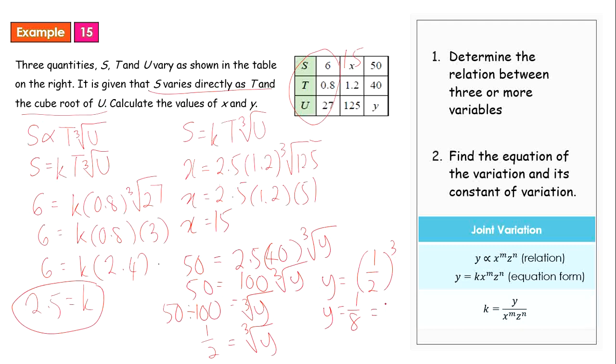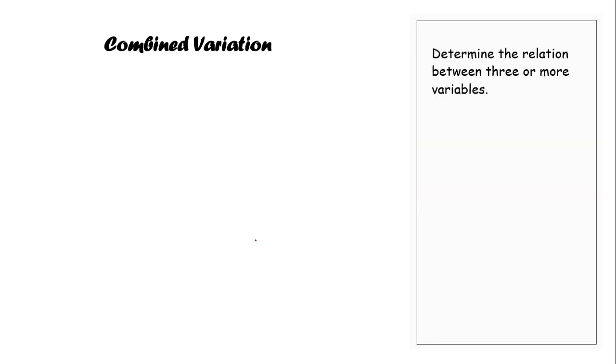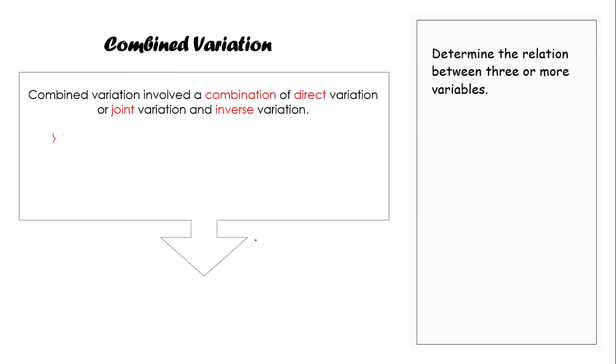Or in decimal, 0.125. Okay. Next, for combined variation. Combined variation involves a combination of direct variation or joint variation and inverse variation. Before this, we did direct variation separately and inverse variation separately. So for combined variation, it combines direct variation with inverse variation.